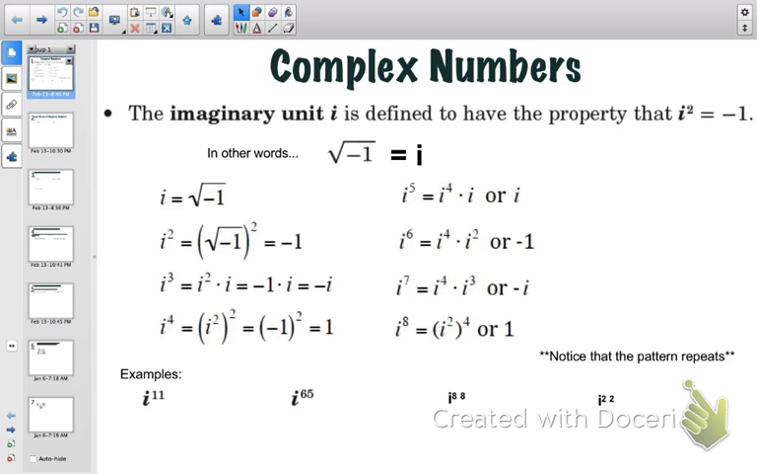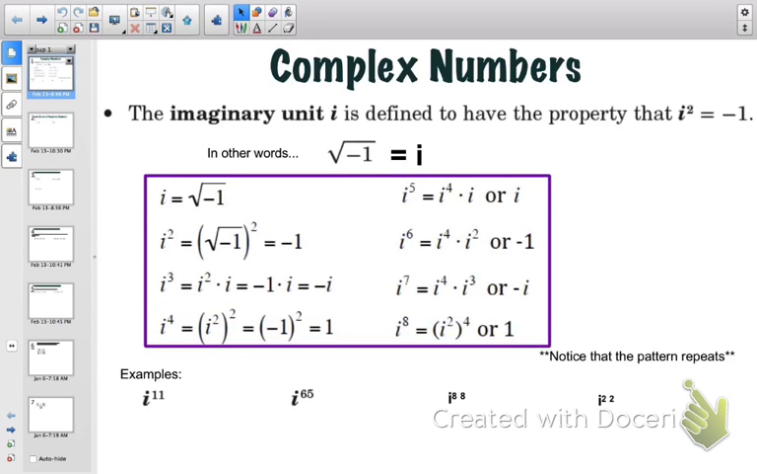What you see in this table is just a bunch of crazy stuff, but you're going to want to refer to it when you're doing the below examples. So it's telling you, and I think the most important side is this left side. You really don't need the right side. If we look at our first example, we have i to the 11th power. We want to narrow it down to i to the first, second, third, or fourth, like that left column.